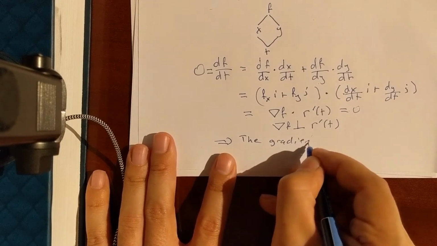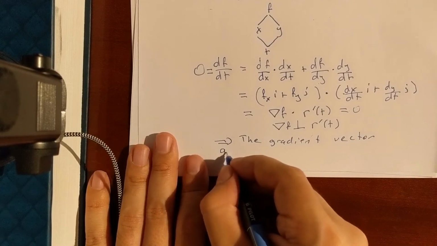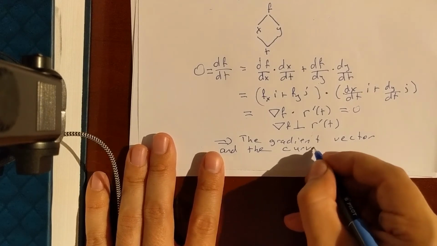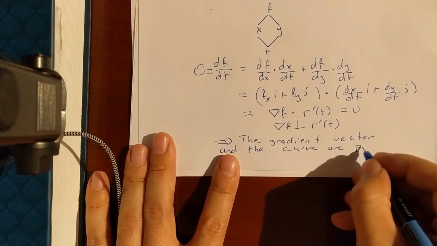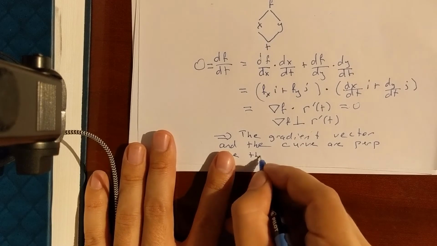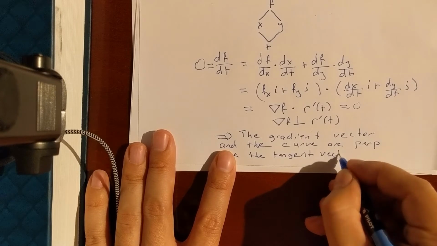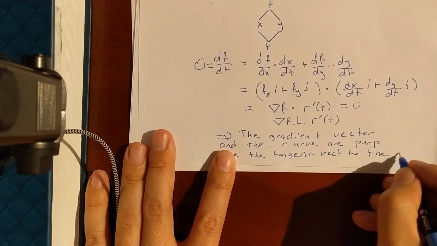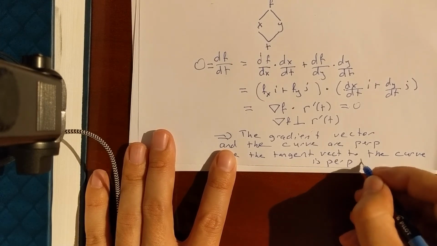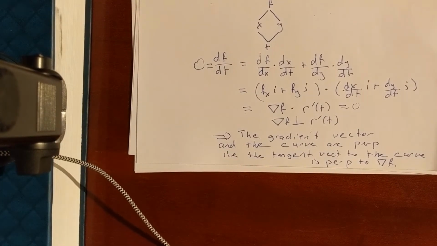vector, and the curve have to be perpendicular. In other words, the tangent vector, i.e. the tangent vector to the curve is perpendicular to the gradient of f. Okay, so that's pretty sweet.